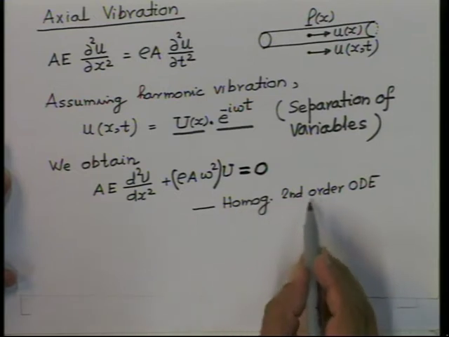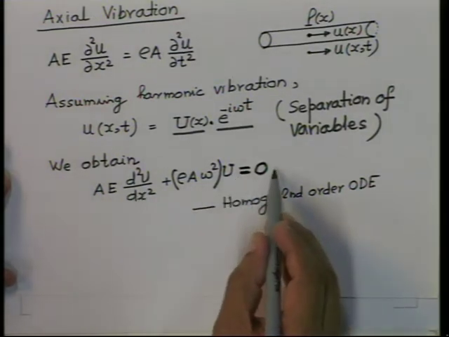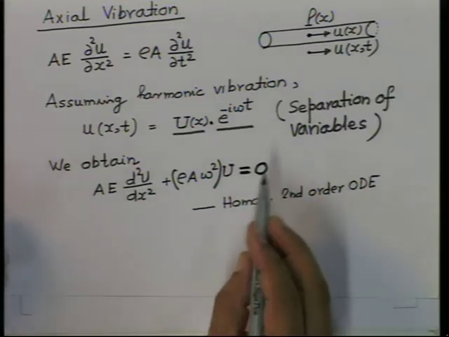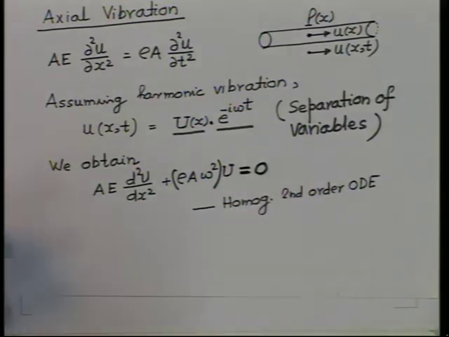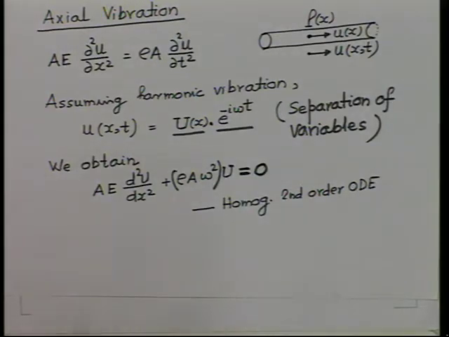So, this one is a homogeneous second order ordinary differential equation. This is second order, there is no non homogeneous term, there is no load term. So, the solution of this will be infinite. So, you have to find out for what value of omega the solution exists. The solution will exist only for certain values of omega, not for all values of omega, because here you get infinite number of solutions, because this is homogeneous.